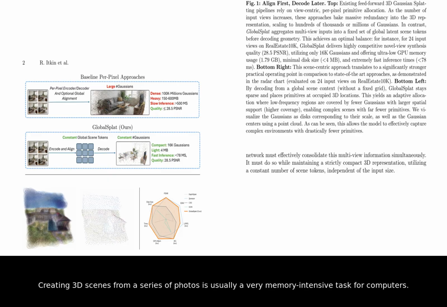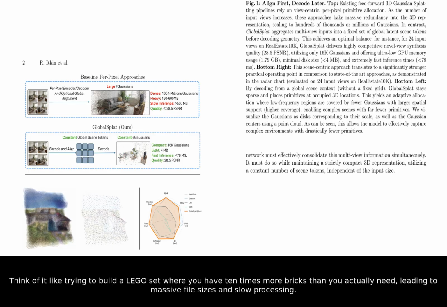Today, we are exploring a fascinating new development in the world of 3D computer vision called GlobalSplat. This technology allows for the transformation of standard photos into immersive digital worlds almost instantly. Creating 3D scenes from a series of photos is usually a very memory-intensive task for computers. Most current methods try to predict 3D data for every single pixel they see. Think of it like trying to build a Lego set where you have 10 times more bricks than you actually need, leading to massive file sizes and slow processing.